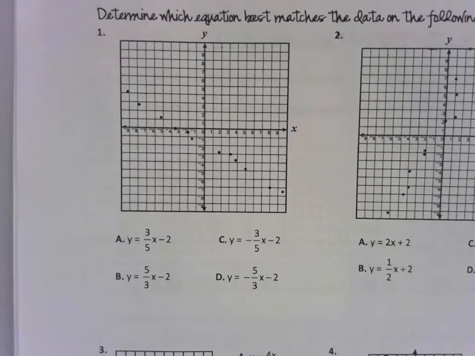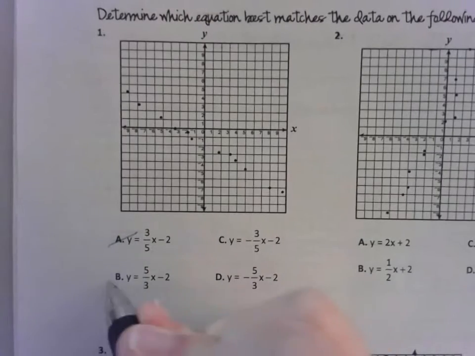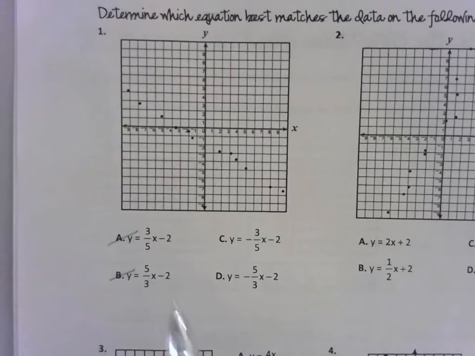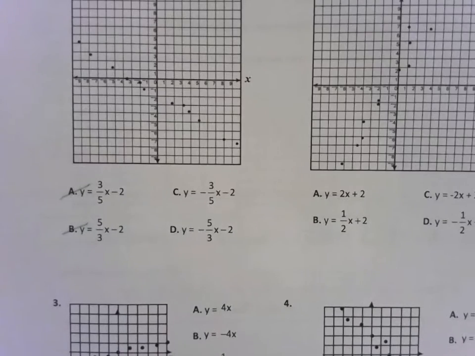So since my slope should be negative, which ones can I cross off? A and B. So use kind of multiple choice, whatever, testing skills, and cross off the choices that don't make sense. This is not positive slope because it's going downhill. So it's either C or D. Now that I look at C or D, let's go ahead and graph those and see what I have.